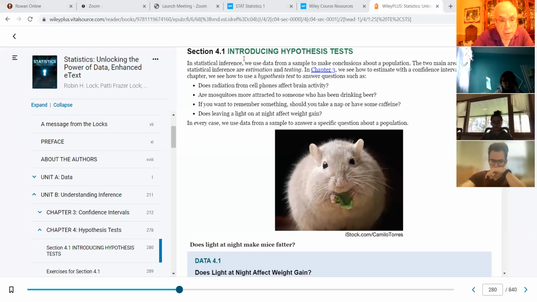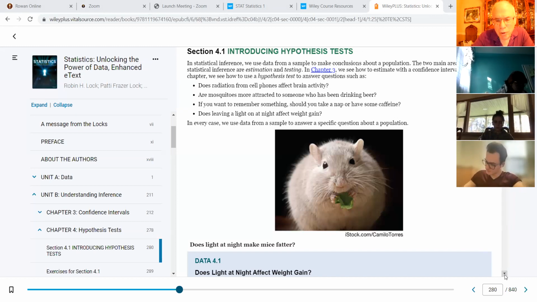what are research hypotheses? Well, they give some examples at the beginning of this chapter here, like does radiation from cell phones affect brain activity? Are mosquitoes more attractive to someone who's been drinking beer? Oh, that's good. If you want to remember something, should you take a nap or have some caffeine? All right, these are kind of like silly examples. There's obviously much better examples than this.